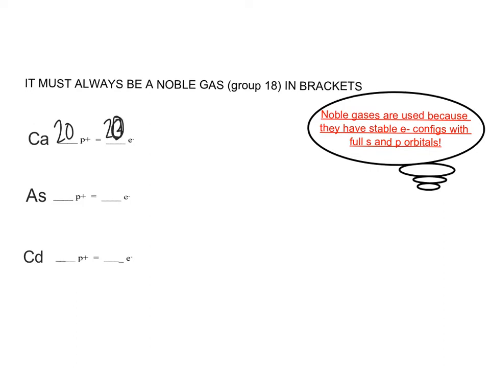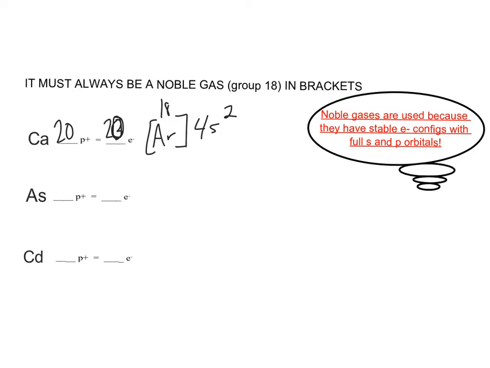There we go. And if I look at calcium, number 20 on the periodic table, the most recently passed noble gas would have been 18, argon. So I'm going to put argon in brackets. And then I'm just going to start reading the periodic table like a book from there. Next line down would be 4s, and argon is 18. That means I have 2 left. So there's my shorthand configuration for calcium.